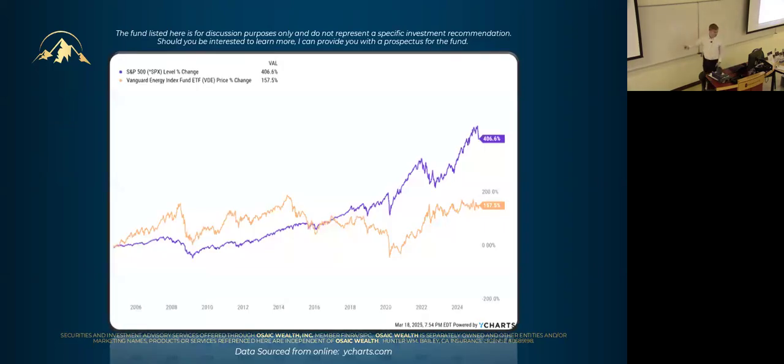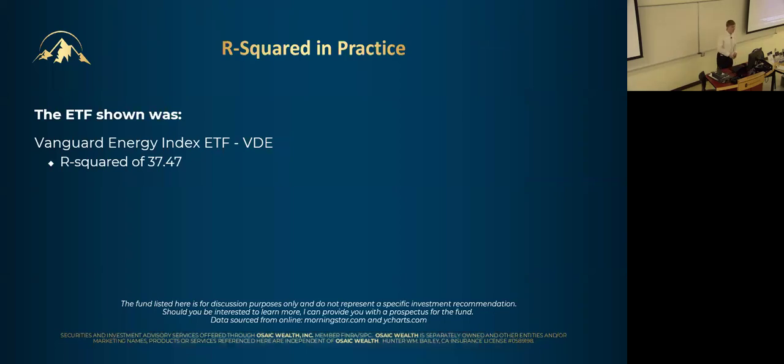So we've got another one here. We've got our S&P 500 index in purple, and we've got a Vanguard Energy Index Fund in orange. So do we think the R squared on this is strong or kind of weak? It definitely looks a bit weaker, doesn't it? And that's because it's got an R squared of 37.47. Energy stocks on the long term tend to perform very differently than the S&P 500.